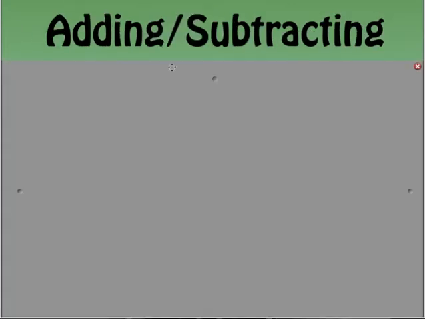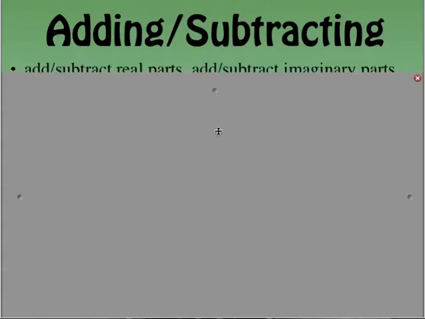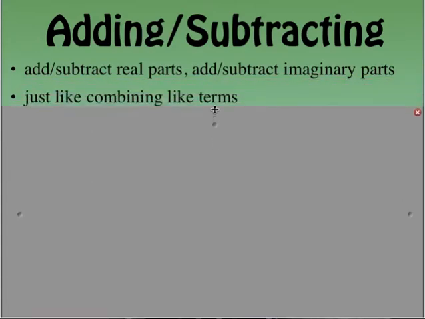So first, in adding and subtracting complex numbers, it's very similar to combining like terms. So you add and subtract the real parts, and then you add and subtract the imaginary parts. So what I said, it's just like combining like terms. So you can kind of treat the i as if it were an x.